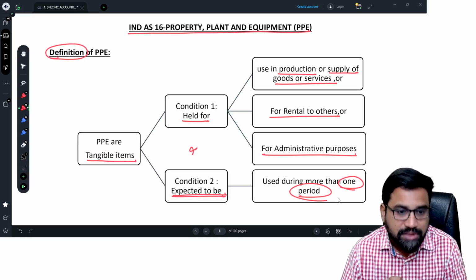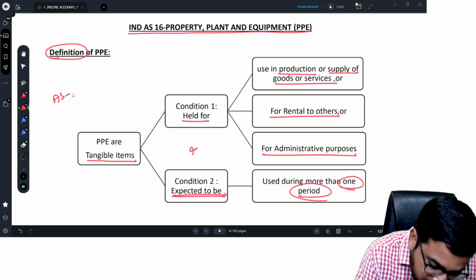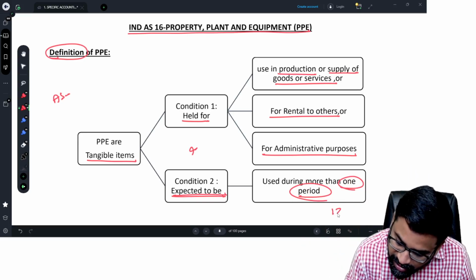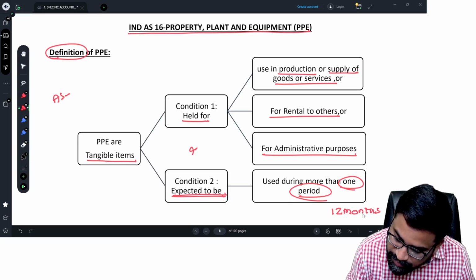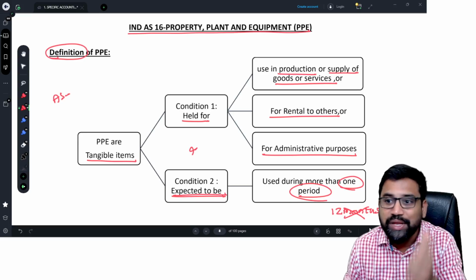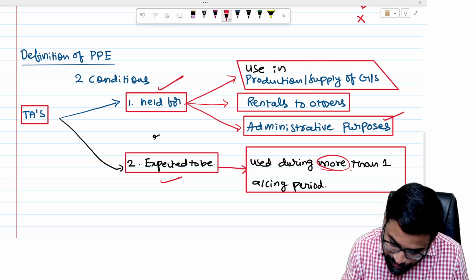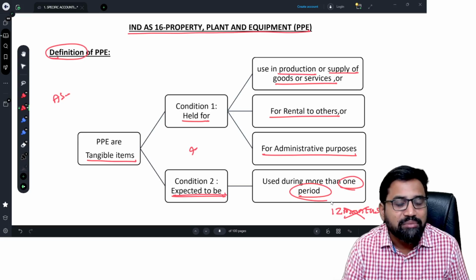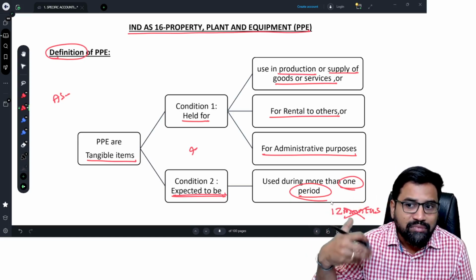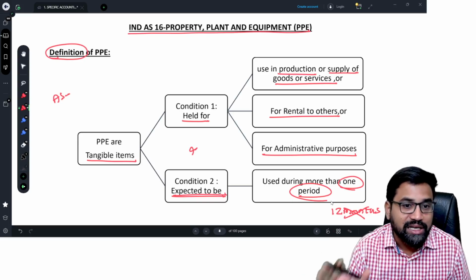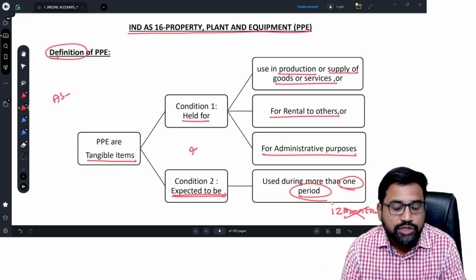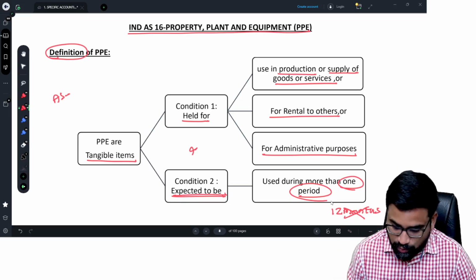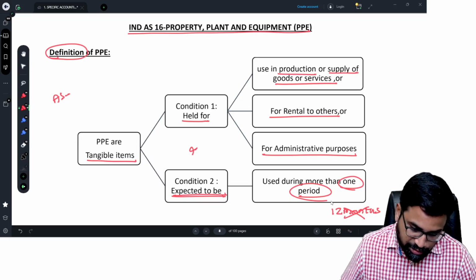Don't use 12 months. If you read normal AS, the same definition says which is expected to be used for more than 12 months. But here IND AS have not used the word 12 months. They have used the word more than one period. So here you should not write one accounting period, but for your understanding I have written it here, but you have to write one period. Generally one period means one financial year, but you cannot interpret like that. Definition means definition. It has to be learned exactly. So therefore we are expecting it to be used for more than one period. So this is called property, plant, equipment.